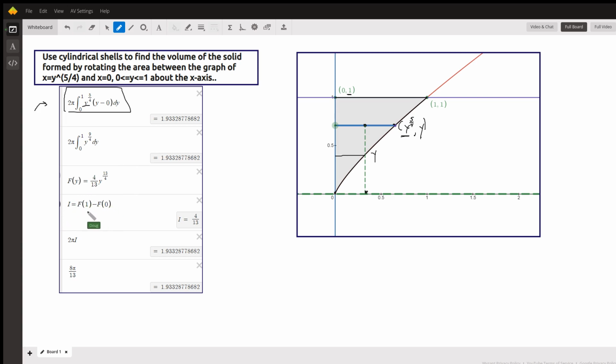And you can see I set up the antiderivative, and I is 4/13 multiplied by 2 pi. There's your exact answer right there.